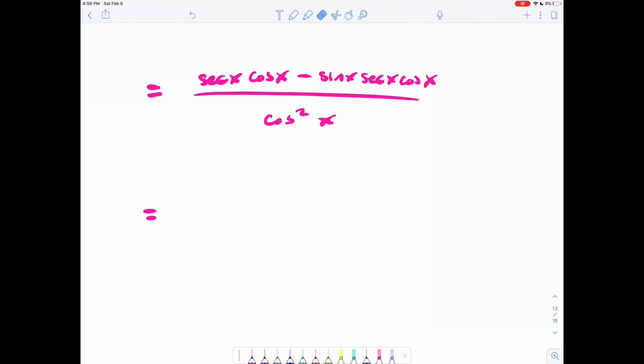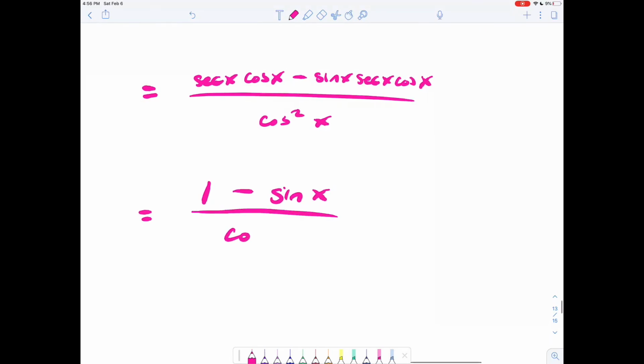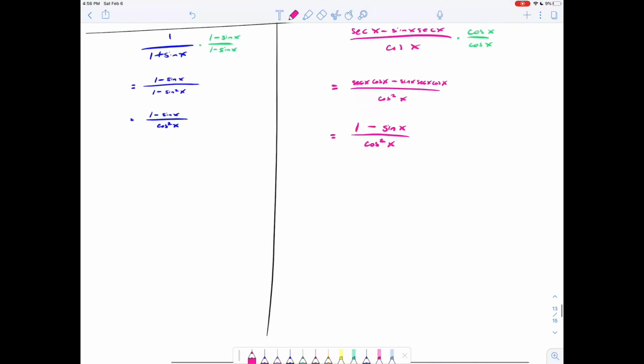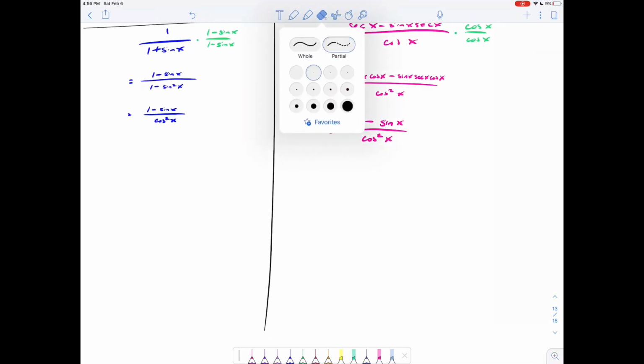So we could go in here. Where's my pink? I found it. Sec x times cos x is 1, and then sine x times sec x times cos x is sine x times 1. So that's just sine x. My denominator is the same. Oh man, look at that! Left and right side. I don't know about you, but I think those look pretty similar.